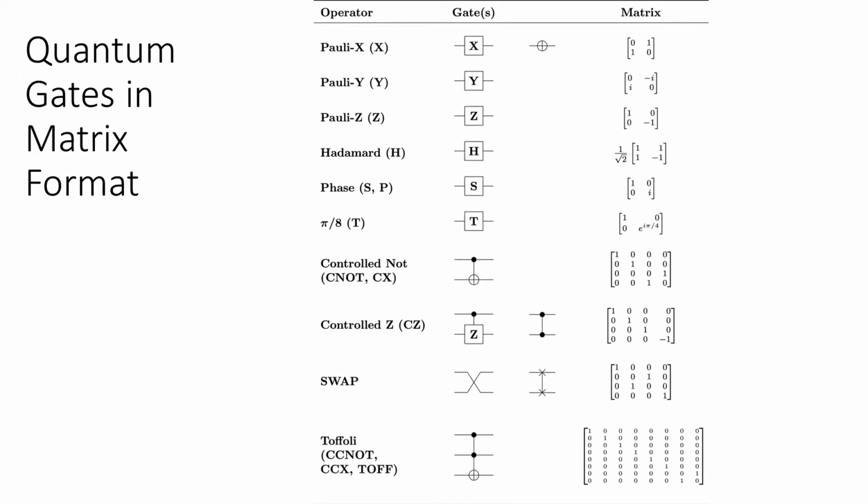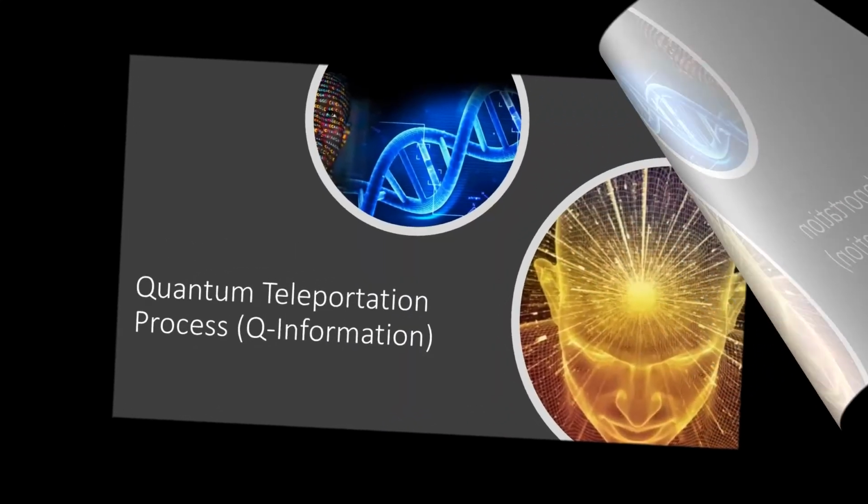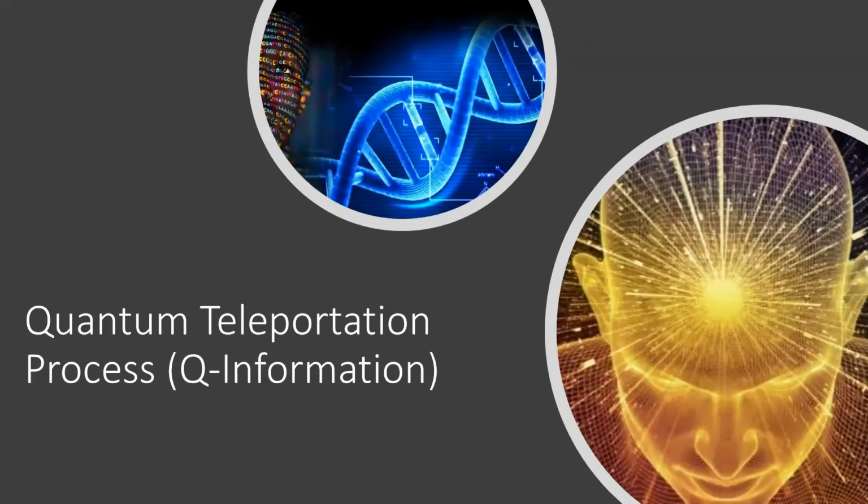How amazing is that? And behind each of these gates, remember, I like to impress this upon you, are the matrices, and they are very straightforward matrices. And then behind these matrices are the physical microwave pulses that change the superposition. Okay, so let's move on. Quantum teleportation, the process, it's the quantum information of the subatomic particle that's actually transported.